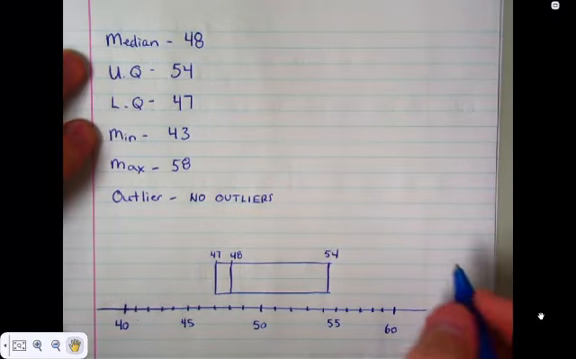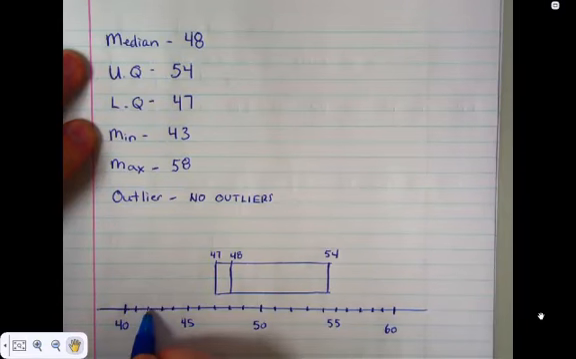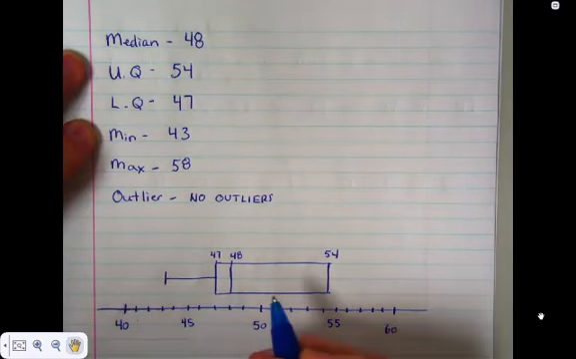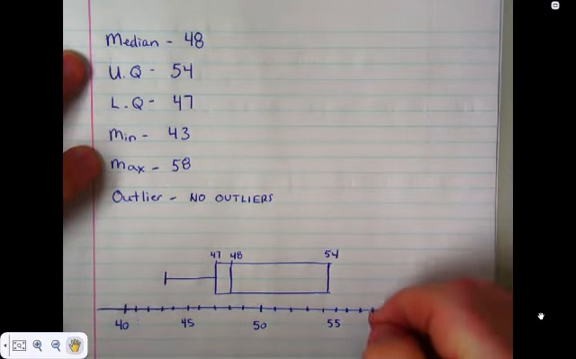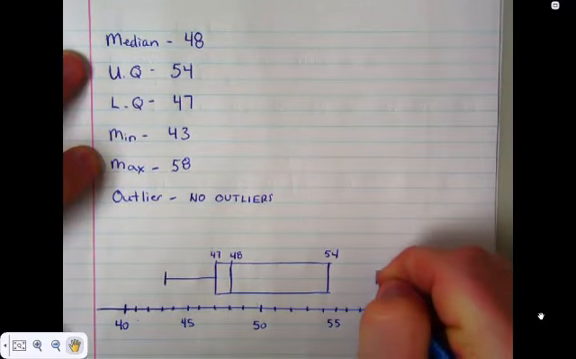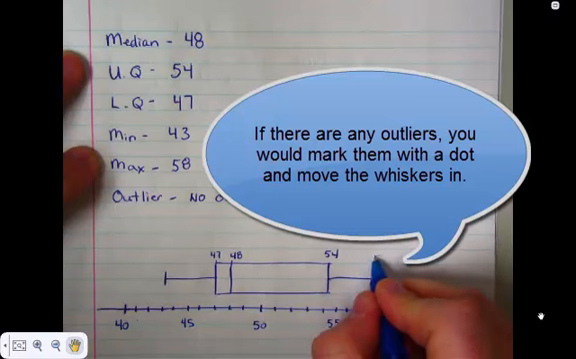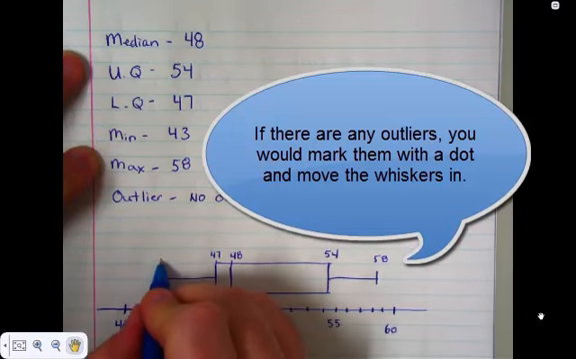Okay, my minimum number, which is 43, 41, 42, 43, I'm going to draw a little line on this one, and I'm going to connect it, and that's going to be my whisker. And my maximum, the exact same thing, is going to be about right there, and I connect my whisker there. So this is 58, and this here is 43.